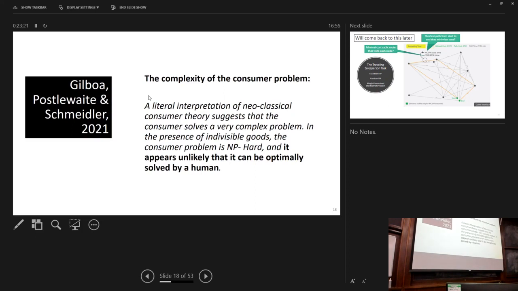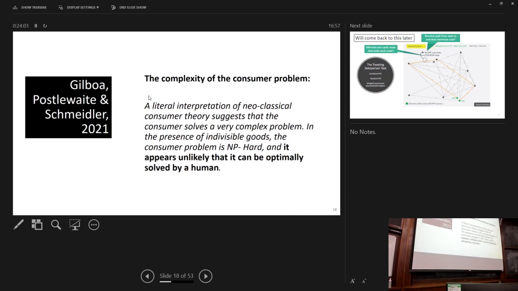So Itzhak Gilboa, an economist but trained as a computer scientist, and Postlewaite and Schmeidler, published a paper in 2021: a literal interpretation of neoclassical consumer theory suggests that the consumer solves a very complex problem. That's what's being assumed. That's where economics starts. In the presence of indivisible goods, of course, you can't buy half a car. If you want to buy a trip to Spain, you can't say, oh, give me half the trip, I'll be happy to just be dropped off halfway. You can't do that, right? And you can also see that when people are poorer, it becomes more difficult for them because of that indivisibility. It gets harder and harder.